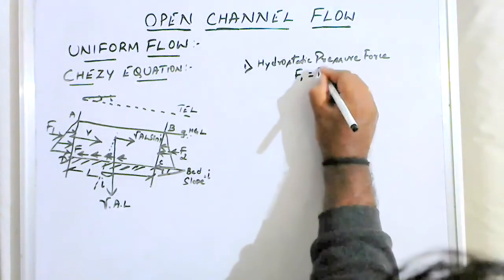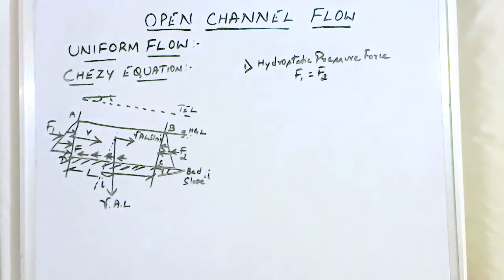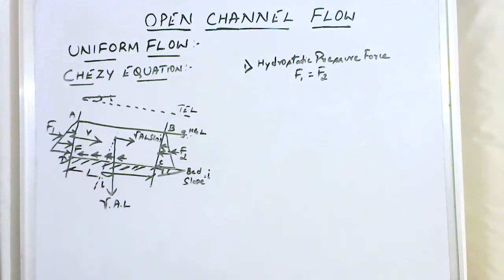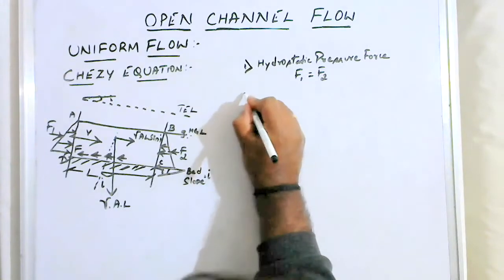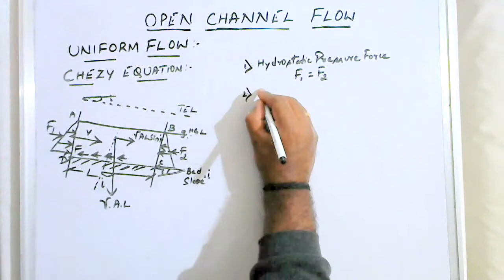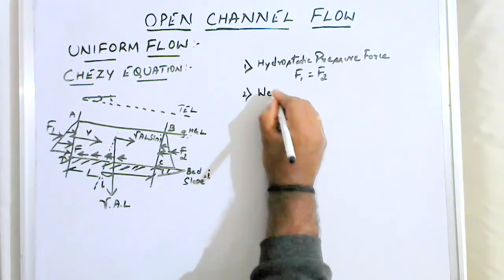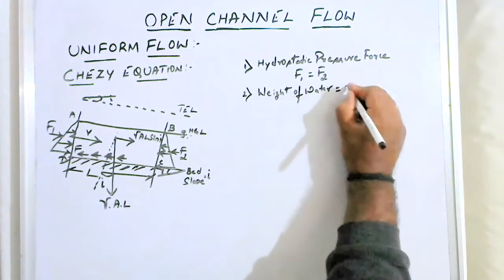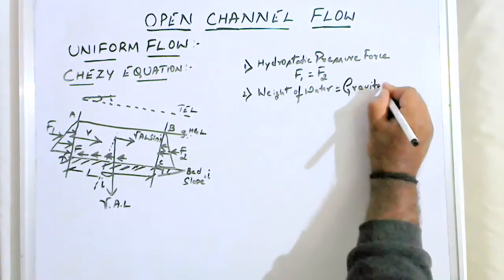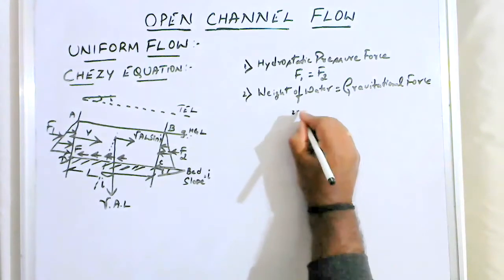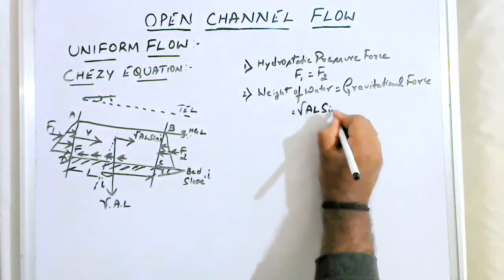F1 should be equal to F2. I have taken F1 and F2 as the two hydrostatic pressure forces. Both are equal in nature, since all the factors we have kept constant. That is the main assumption of the Chezy equation. The second force is the component of the weight of water, which is nothing but the gravitational force, that is gamma AL sine i.